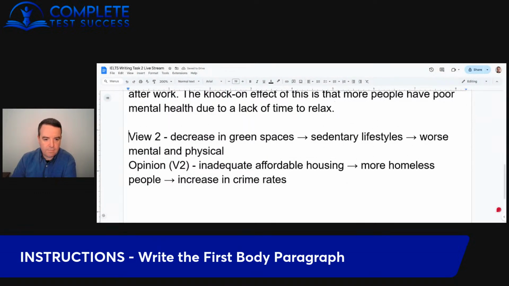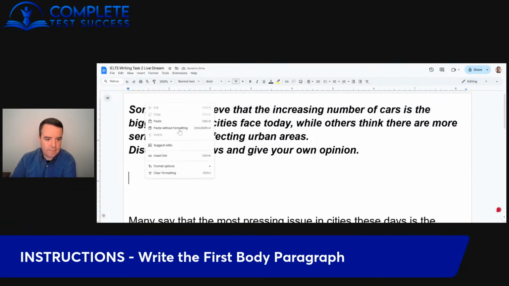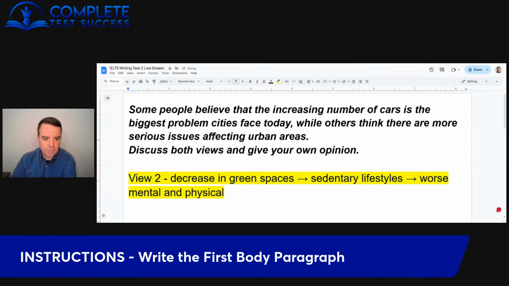And now the second view, which we had already decided what to say, we get to move on to that one. So again, I'm just going to move it up to the top so that you guys can see the question as you are writing it. But that's the next task for us then. So write the second body paragraph.